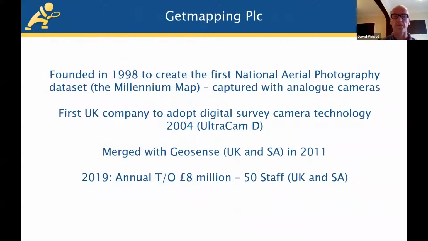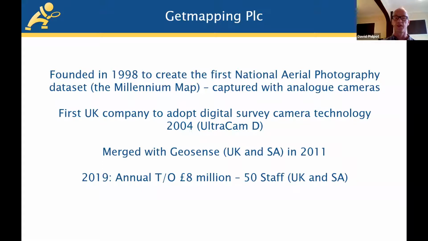So moving on, another 50 years, and to Get Mapping. Get Mapping was founded in the late 1990s, and there was a purpose. The purpose was to create the first national aerial photographic data set, which was called the Millennium Map. And this was done speculatively.